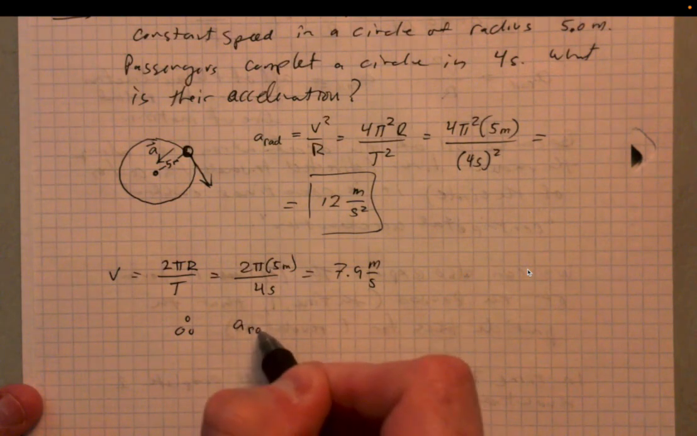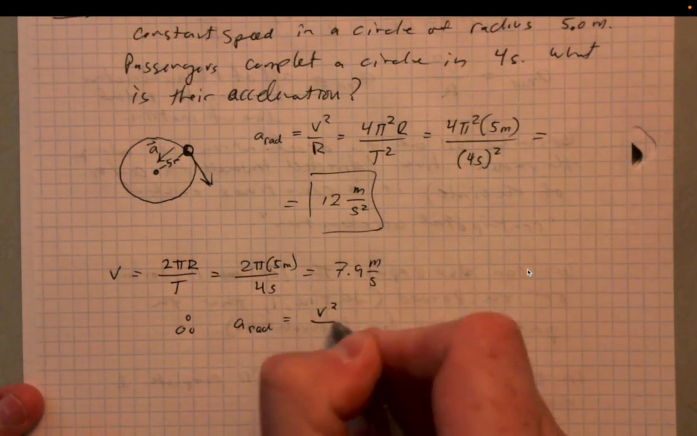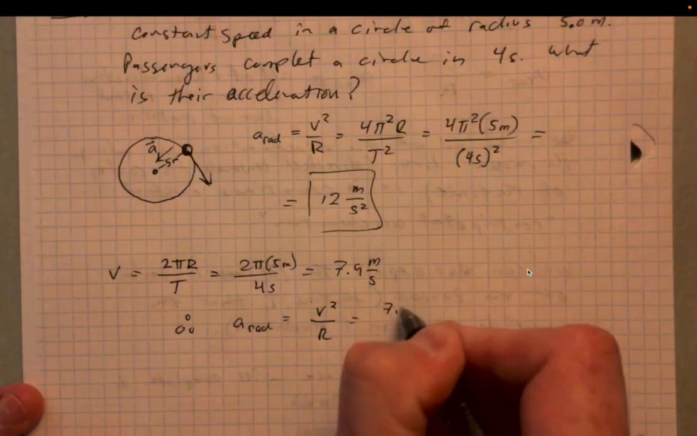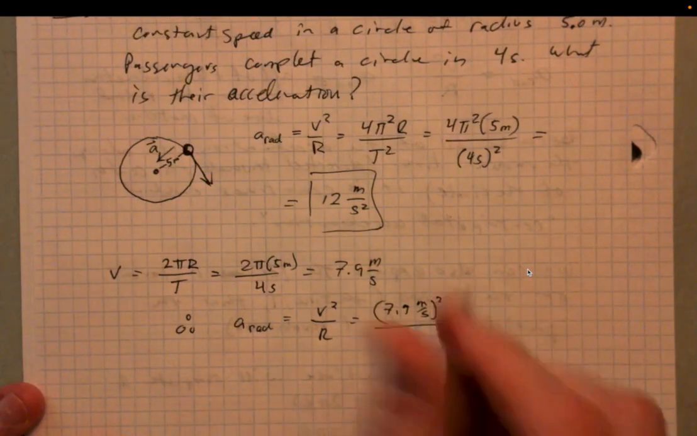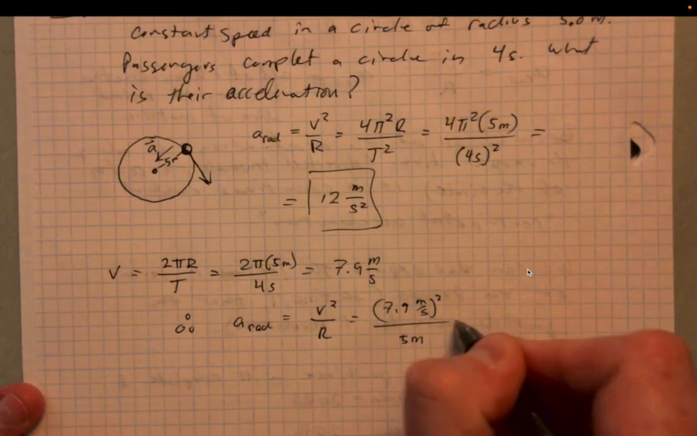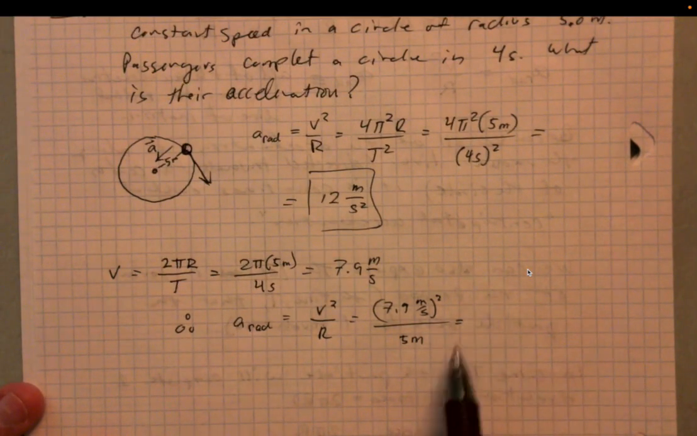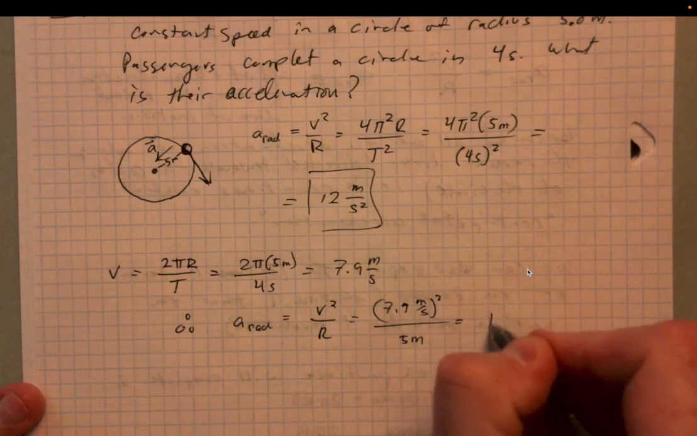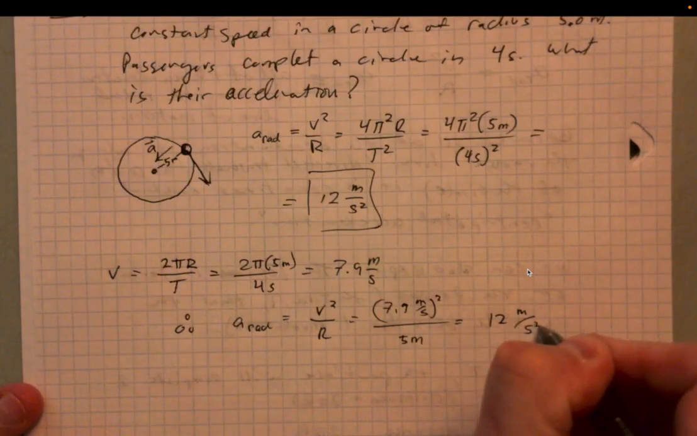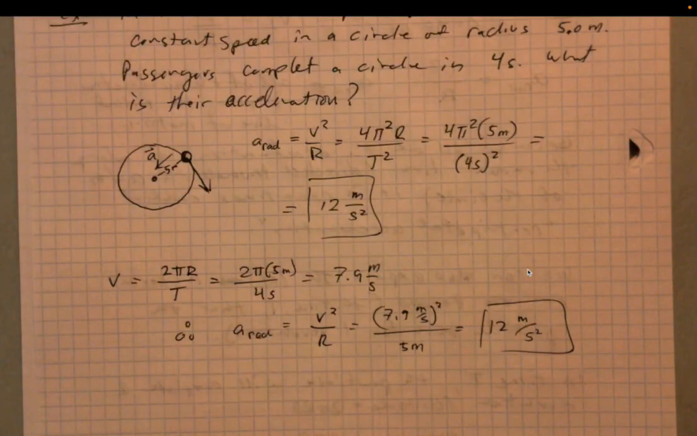the a rad would be v squared over r, so that's 7.9 meters per second squared, divided by 5 meters. Right, and so you'll have meters squared over seconds squared up top and a meter down below, so that'll all cancel, and when you do the math, you do indeed get 12 meters per second squared again, as you should. Okay, perfect.